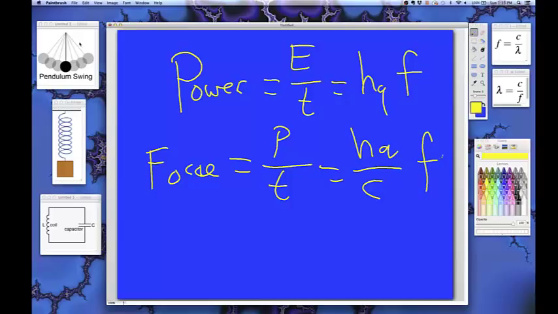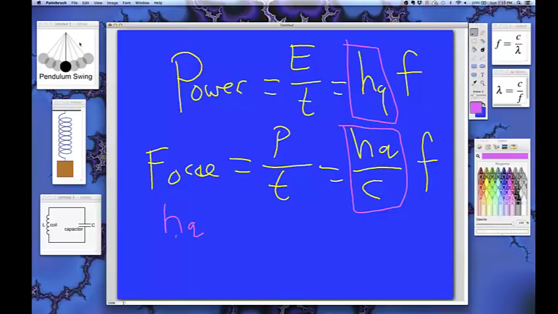So now I have two equations: one in terms of power and one in terms of force. Each of them has a constant term, here and here. So h_Q over c I call the quantum of momentum, or P_Q. This is useful, and in future videos I'll show you how I use it.